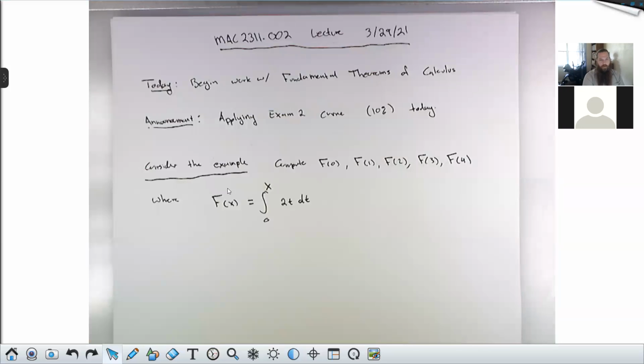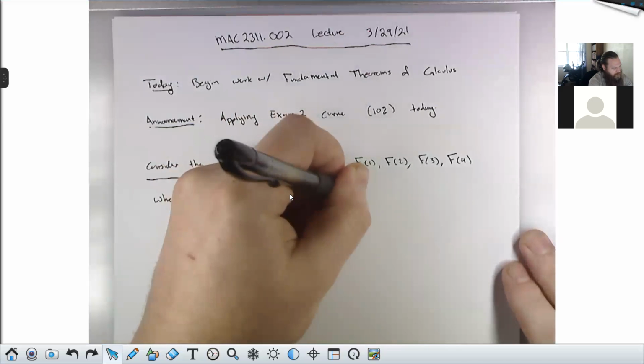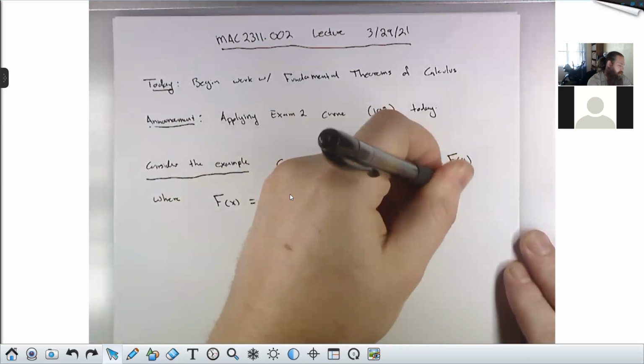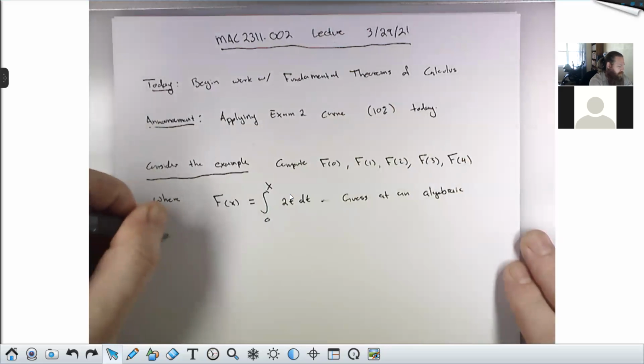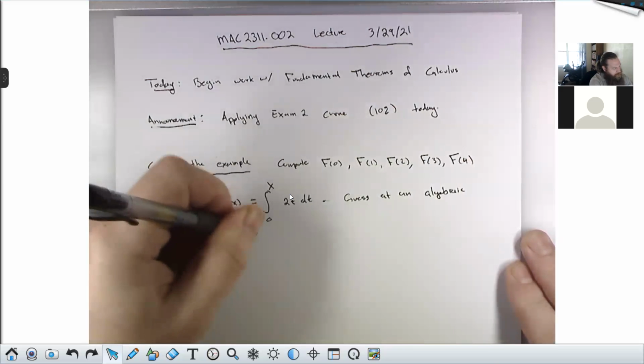Functions like this can be a little bit hard to understand. And that's the reason, rather than diving right into FTC, I want to introduce it through an example. So you've actually seen some problems of this nature in your homework. Hopefully you've put a little bit of time in, and you are at least familiar with what this thing is asking, but I'll go through it very gently. That's it, that's the whole example. We might say, then, guess at an algebraic representation of capital F of x.